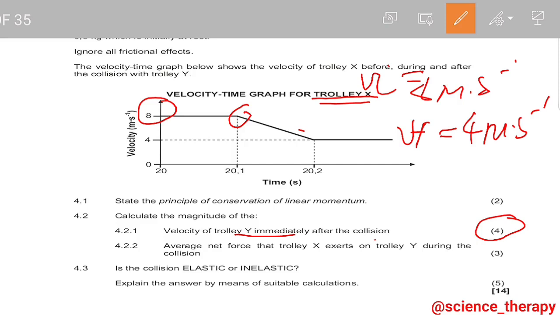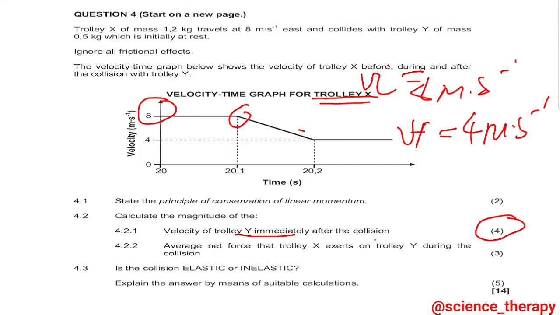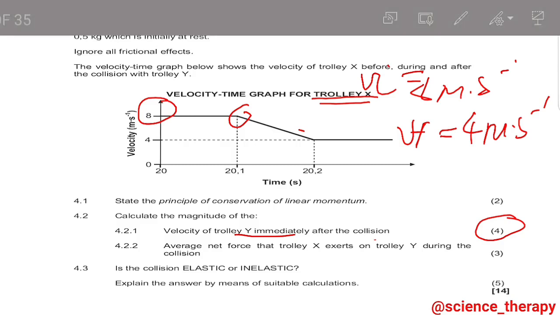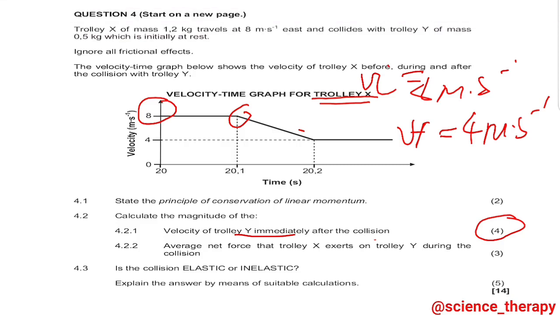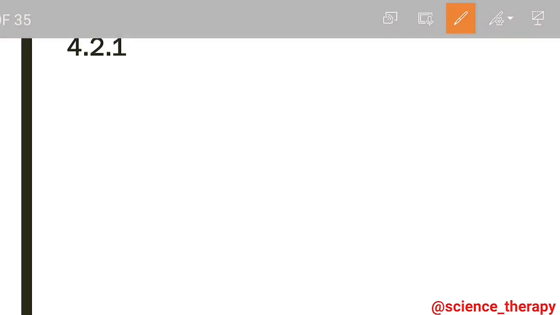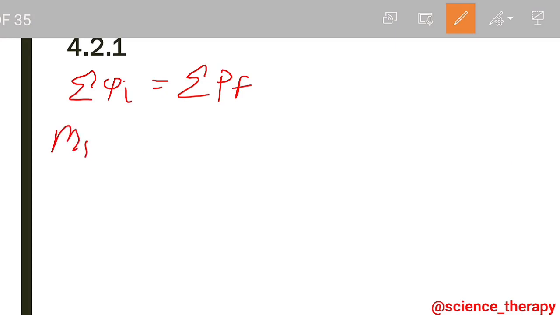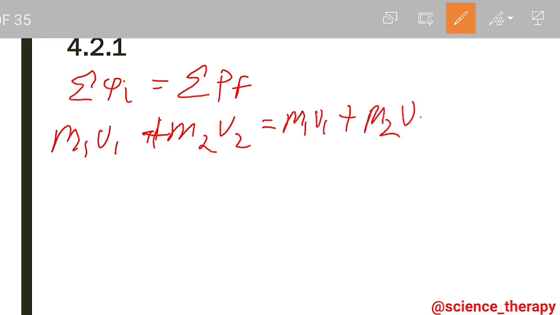Now, let's calculate. We are given the information for trolley Y there. They say it has a mass of 0.5 kg and it is initially at rest, so initially at rest tells us that the velocity is 0. So having to calculate that, the sum of momentum initially is equal to the sum of momentum finally. Again, we have m1 v1 plus m2 v2 is equal to m1 v1 final plus m2 v2 final.